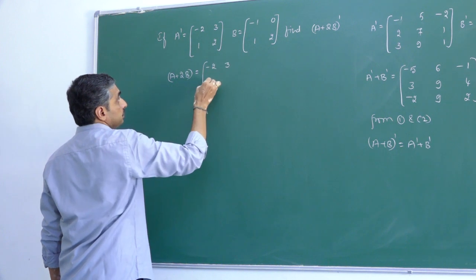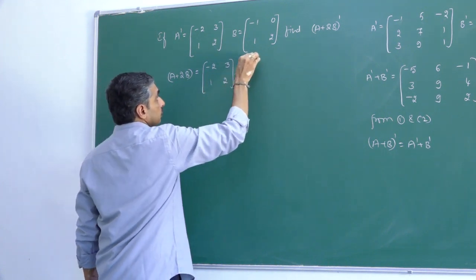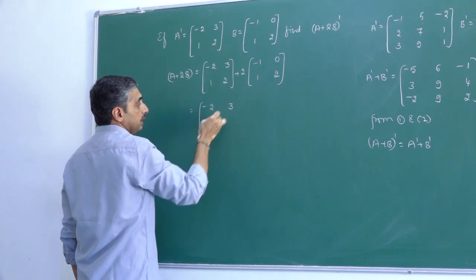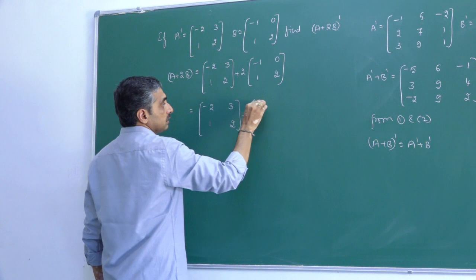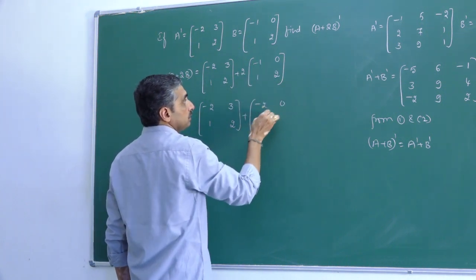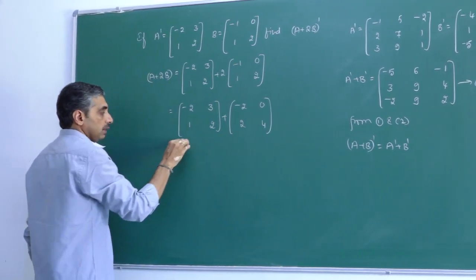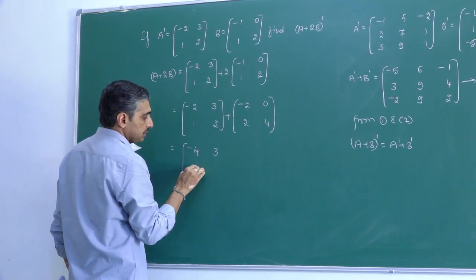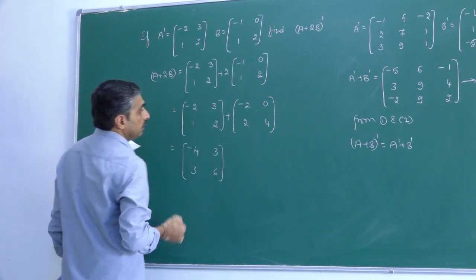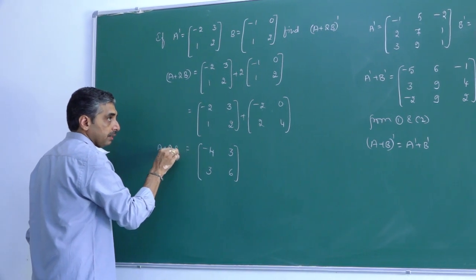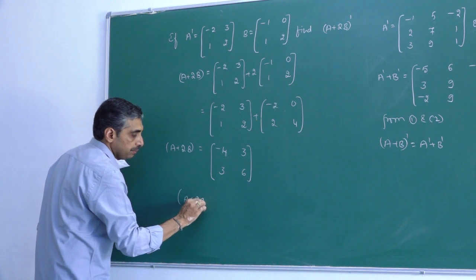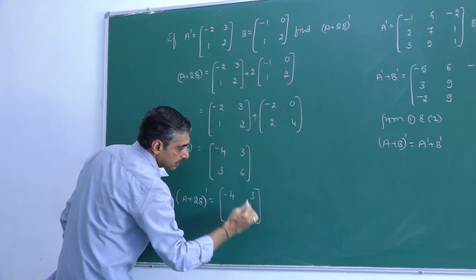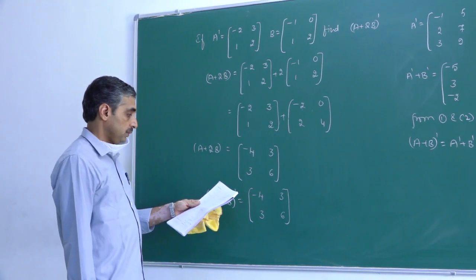See this, A is minus 2, 3, 1, 2 plus 2 into minus 1, 0, 1, 2. See, that is given by minus 2, 3, 1, 2 plus, you have to multiply 2 into minus 1, 2 into 0, 2 into 1, 2 into 2, 4. How much do you see? Minus 2, minus 4; 3 plus 0; 1 plus 2, 3; 2 plus 4, it is 6. Now this is A plus 2B, right? Now we require (A plus 2B) whole dash, taking the transpose. Yes, minus 4, 3, 3, 6, right?